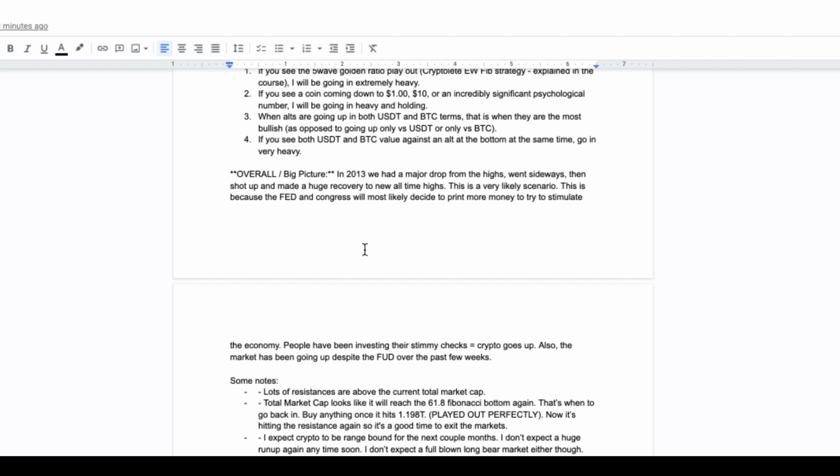So the overall big picture: in 2013, we had a major drop from the highs. We went sideways, then we shot up and made a huge recovery to new all-time highs. This is a very likely scenario, because the Fed and the Congress will most likely decide to print more money to try to stimulate the economy. People have been investing their stimmy checks into crypto, and it goes up. Also, the market has been going up despite the FUD over the past few weeks. So that is why I think we are very, very bullish, or at least I'm very, very bullish.